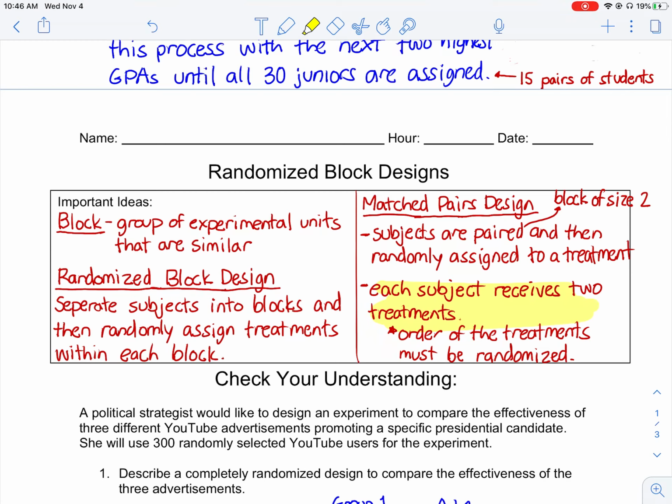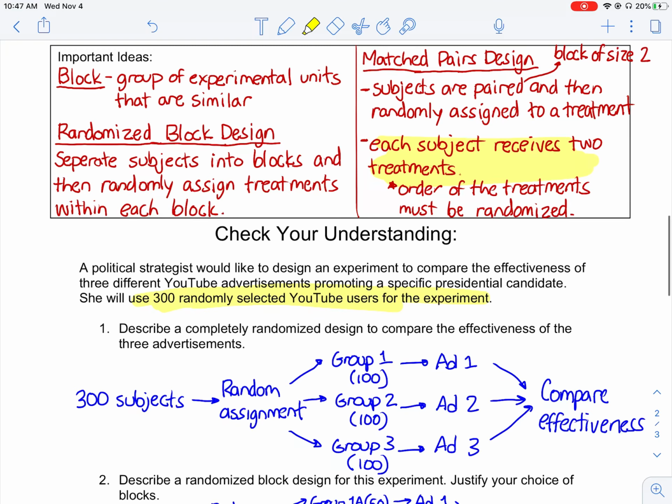So describe a completely randomized design to compare the effectiveness of the three ads. Technically, a completely randomized design is just 300 subjects grouped into group one, group two, and group three, as simple as that. Group one will get ad one, group two will get ad two, and so on, and then we compare the effectiveness. This is just a completely randomized design, a very simple design.